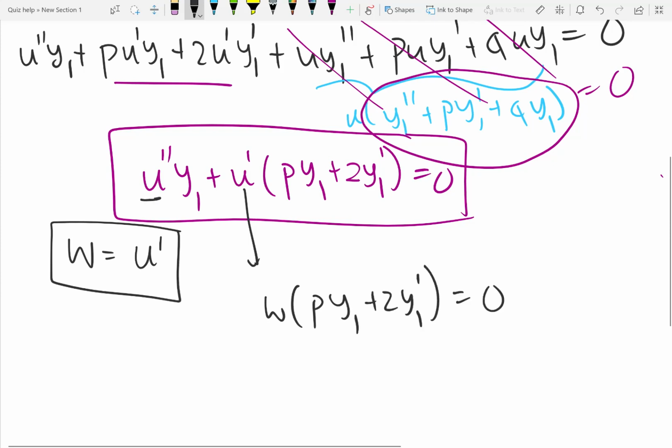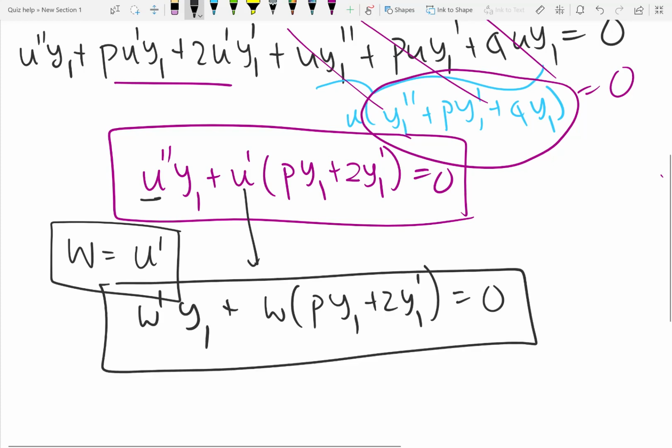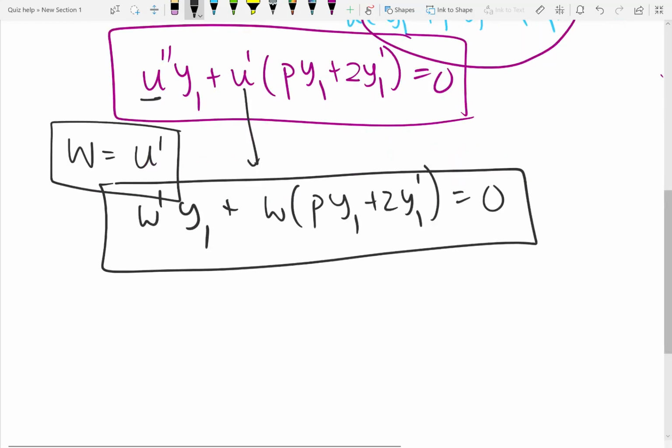Now what is u double prime? If u prime is w, u double prime is w prime, right? w prime y1. So see, all of a sudden you get a first order differential equation. This is second, this is first. So we have a first order differential equation now.